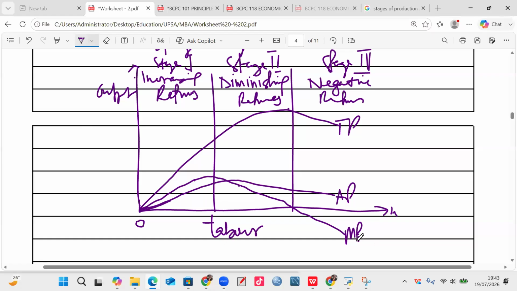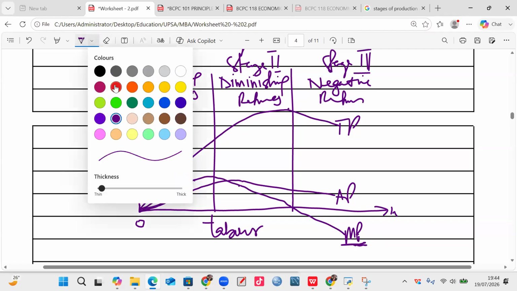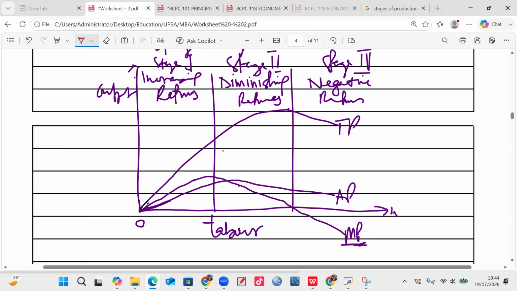Because of the movement of the MP, the marginal product, I can tell how the name of the curve would be. In the first stage, look at the MP. Let me use red. This is the MP. In the first stage, the MP was increasing. It got to its maximum. That's the turning point at the top. And then in the second stage, it began to fall. So in the second stage, where the MP is falling, it is called diminishing.